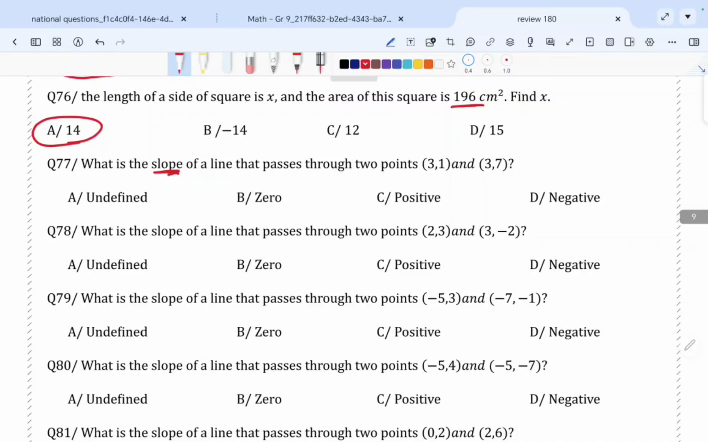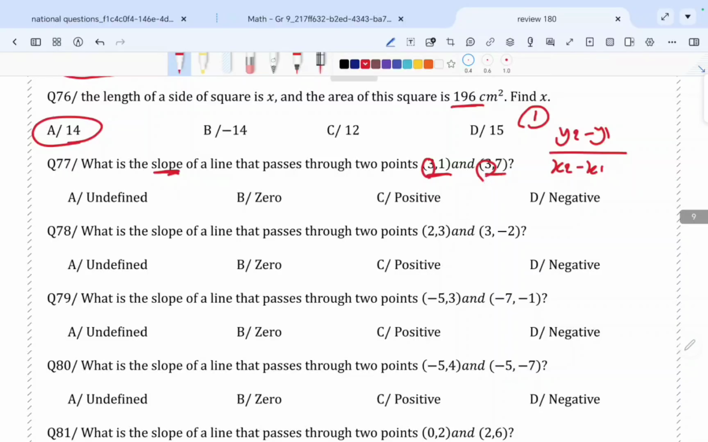Now, what's the slope? This is for chapter 3. What's the slope of the line passing through two points, (3, 1) and (3, 7)? We have two notes. If you remember, the first one says if the x's are the same, it's undefined. If the y's are the same, it will be 0. Otherwise, you have to solve it. What's the rule? It will be (y2 - y1) over (x2 - x1), okay?